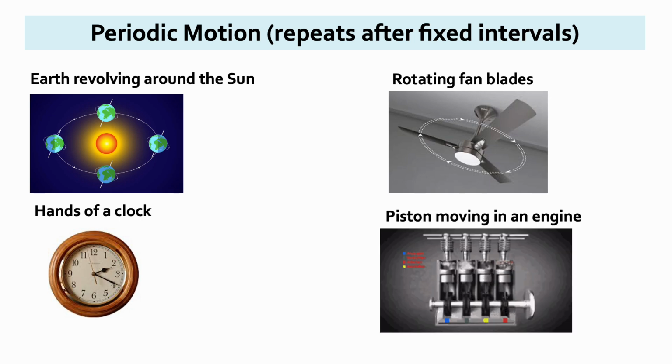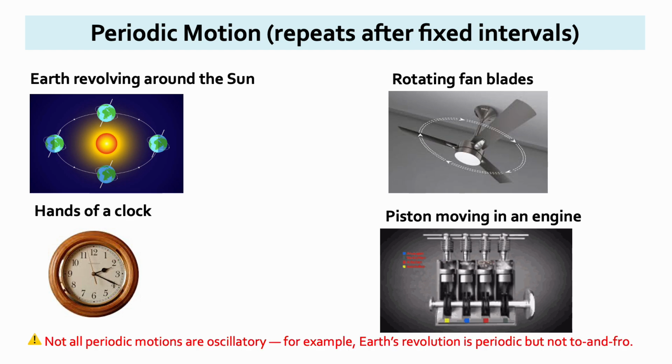Pistons in an engine go up and down in a cylinder. This is both periodic and oscillatory. So, an important note for the students, not all periodic motions are oscillatory. For example, Earth's revolution is periodic, but it does not move to and fro. That's why it's not oscillatory, even though it's periodic.